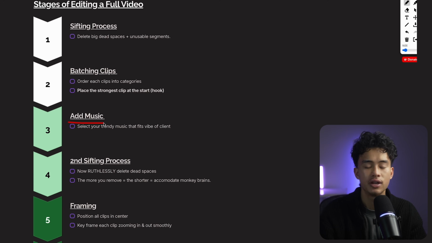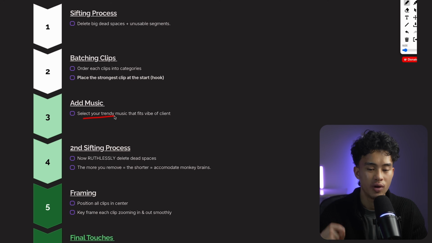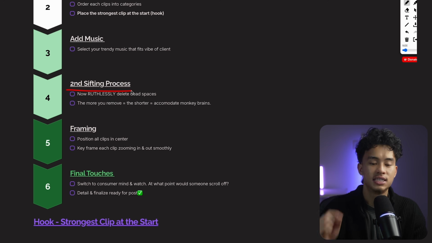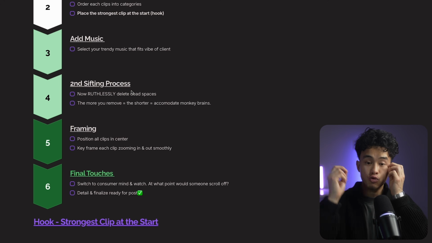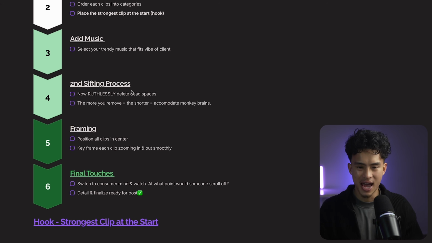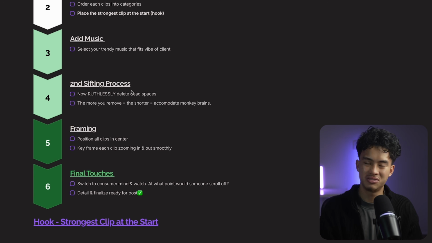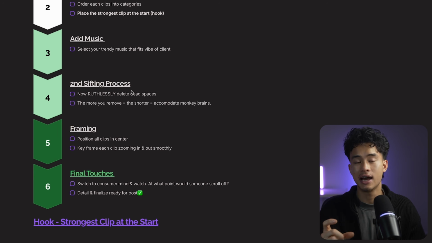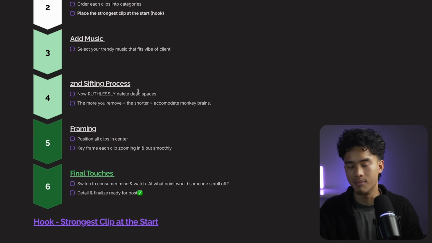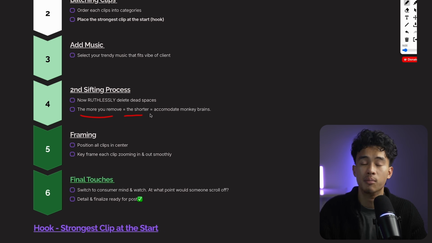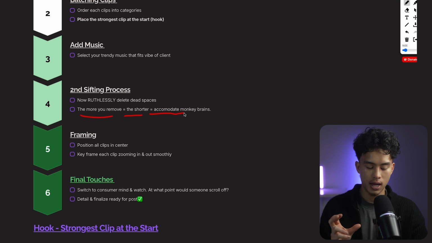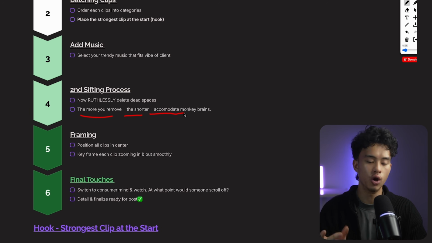The third stage is you add music. You search for trending music that fits the vibe of the client, add it in, and then during your second sifting process, you're going to be ruthlessly editing out big dead spaces. Any little parts where you think, nah, this is not it, any unusable parts or even hesitations in your clips, you take them out. The more you remove, the shorter it gets, and the more it accommodates monkey brains, right? It's not about how much you can put in there. It's about how much you can remove and keep all the gold in there.